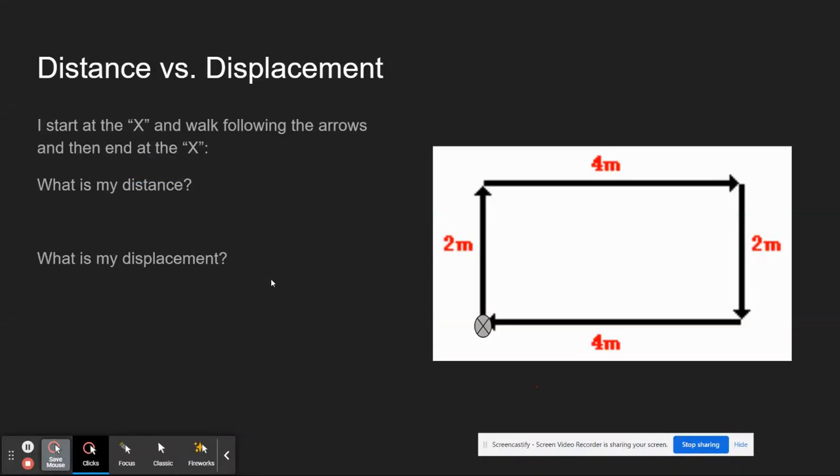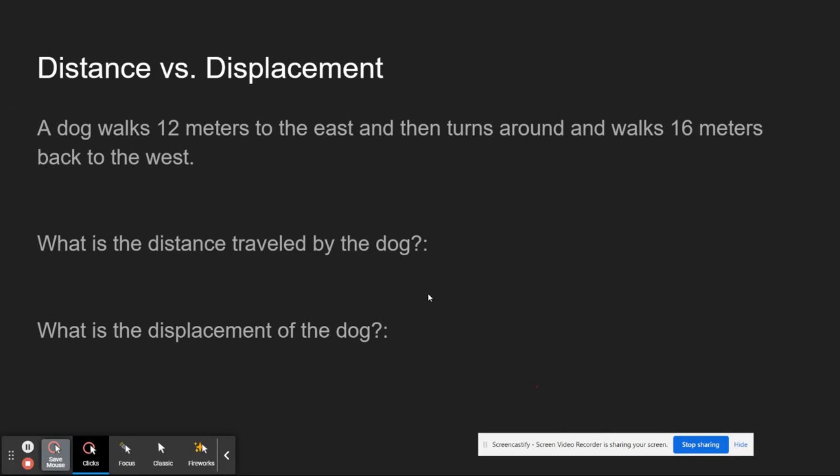If I start at X and I walk following the arrows, and I end at X, what is my distance? Well, 2 plus 4 is 6, plus 2 is 8, plus 4 is 12 meters. I walked a distance of 12 meters. What is my displacement? How far am I from where I started? I started at the X and I ended at the X. My displacement's 0. I'm right back where I started.